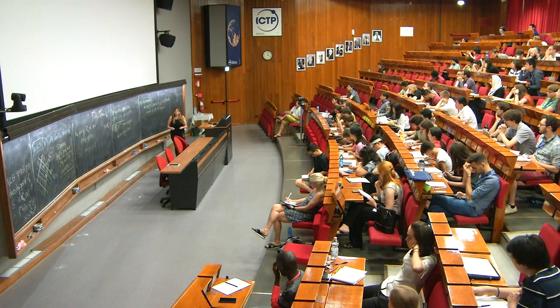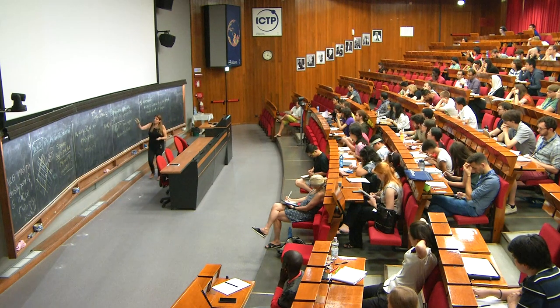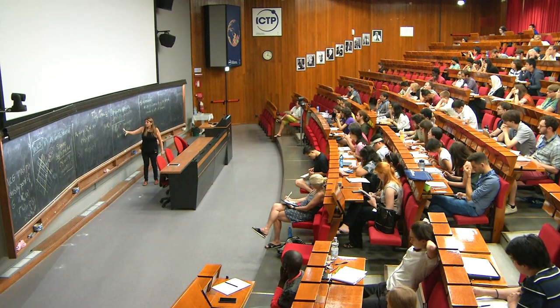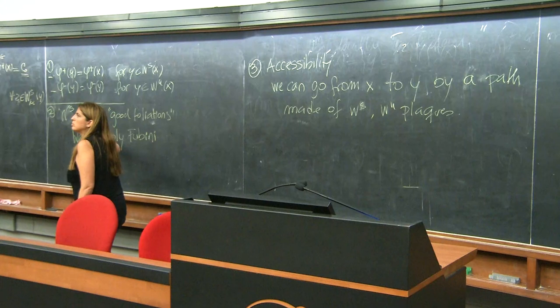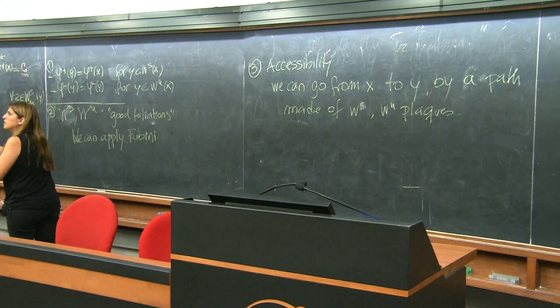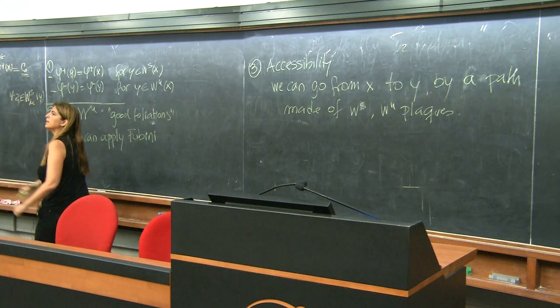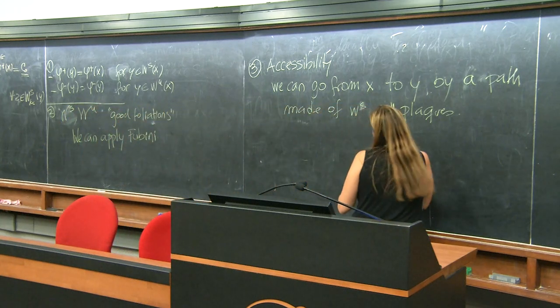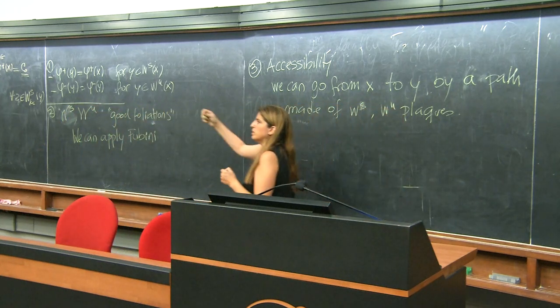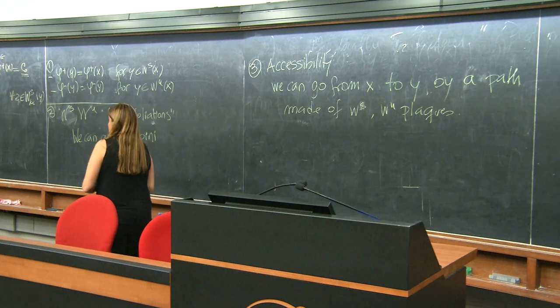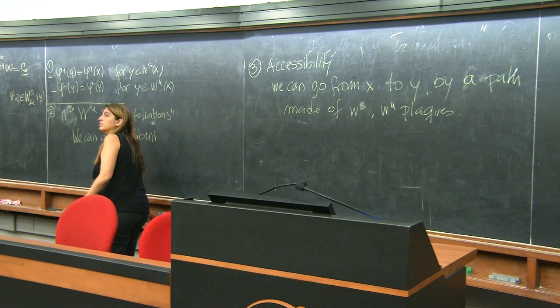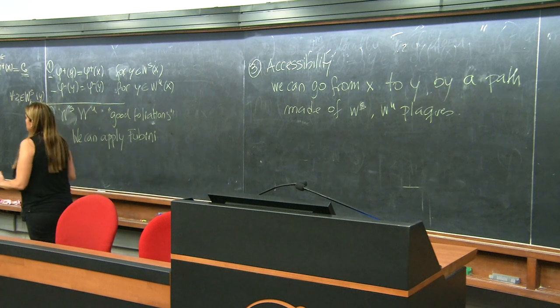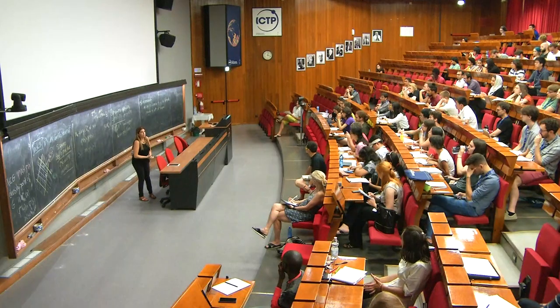So the three essential points are that this is almost constant, that we could decompose the measure into stable and unstable leaves and compose them again, and that we can go from any point in the torus to any other point of the torus by a path made of stable and unstable leaves. And this is it. So we are finished today. Thank you.